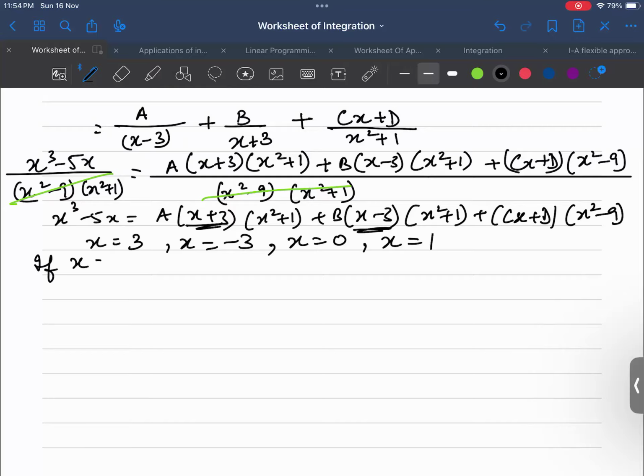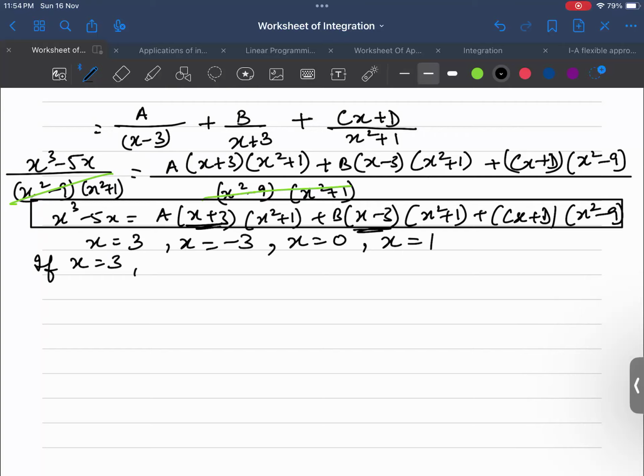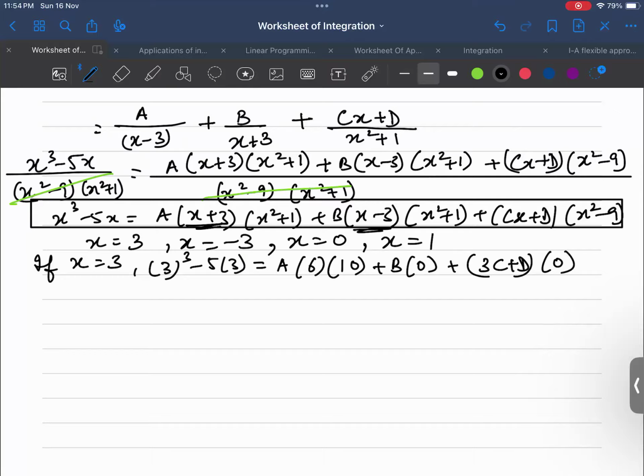Now if x equals 3, then put this x in the equation. It would be 3 cube minus 5 times 3 equals a times 6 times 10 plus b times 0 plus 3c plus d times 0. Solve it: 27 minus 15 equals 60a. So a is 1 upon 5.